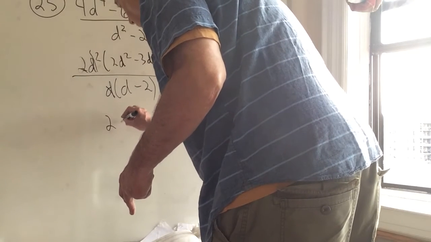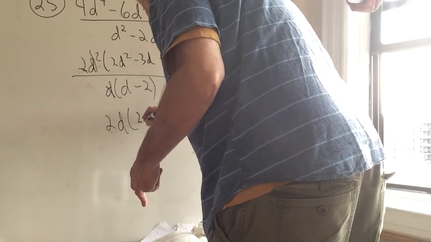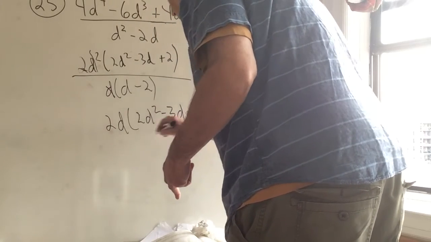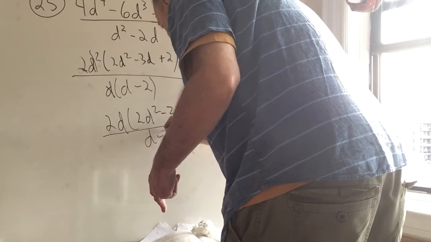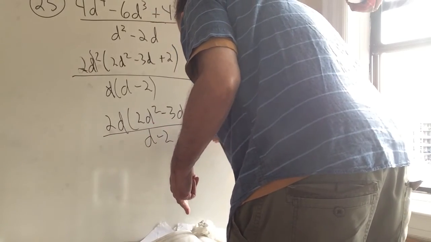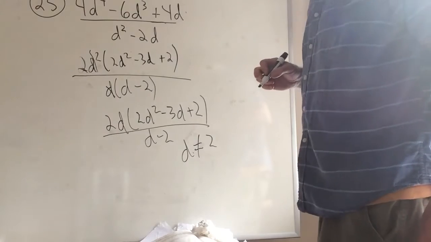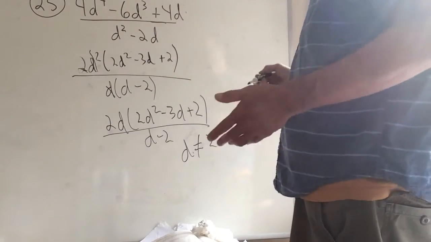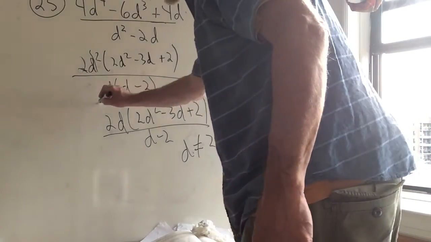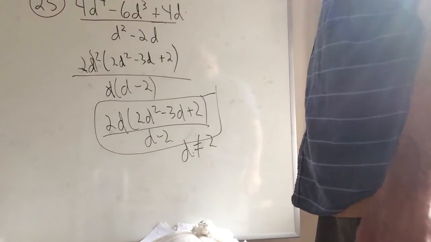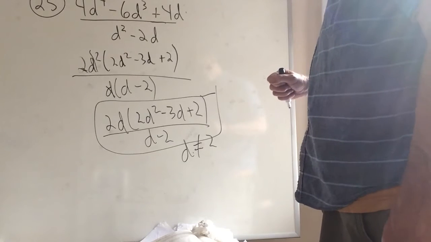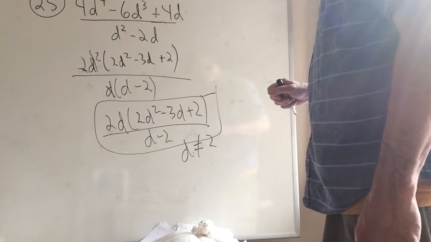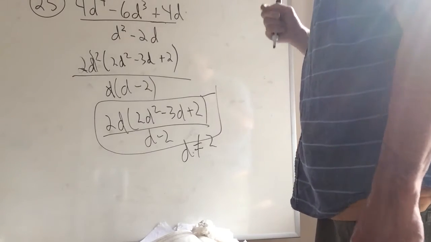We cancel here, and the answer is 2d times 2d squared minus 3d plus 2 divided by d minus 2, where d cannot equal 2. And so there you go with the way I gave it to you, which was not what they intended. And you got this complicated rational expression, but it still has a common denominator, restriction, and all that stuff.